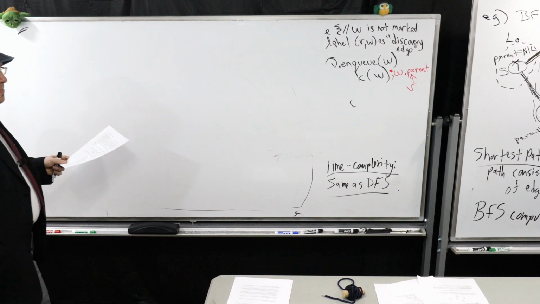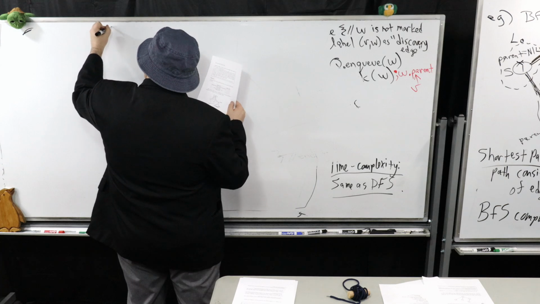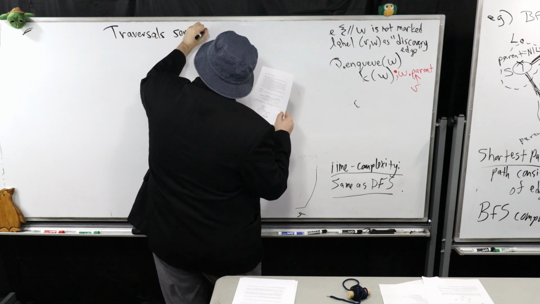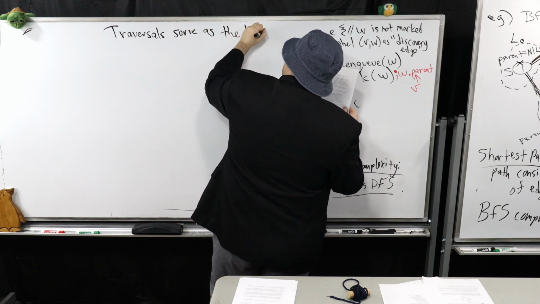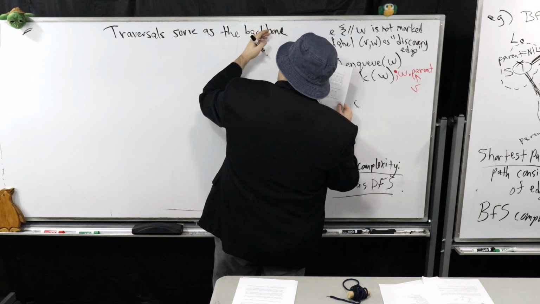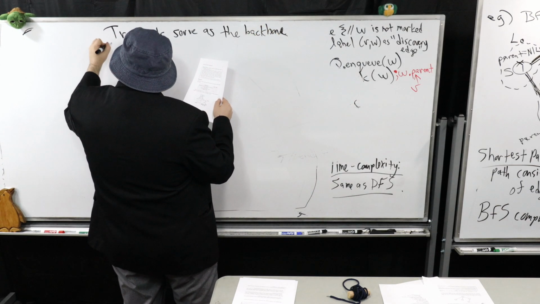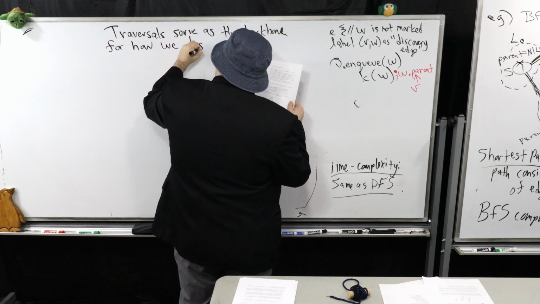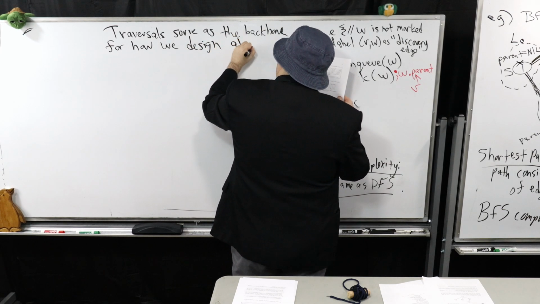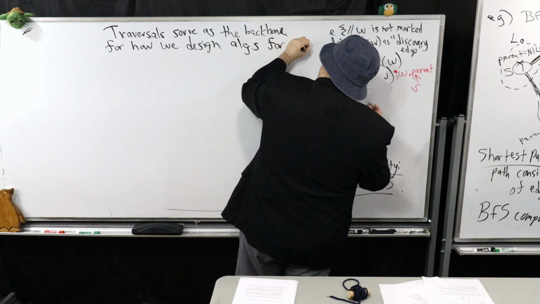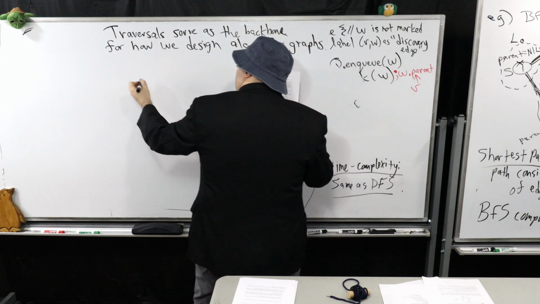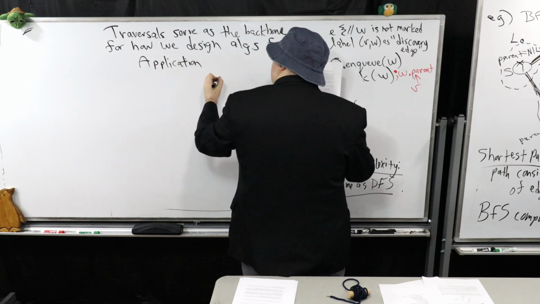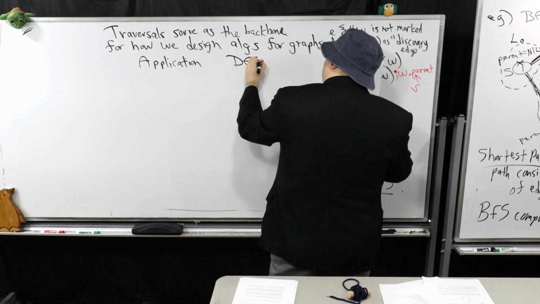So the first thing I want to say is that traversals serve as the backbone for how we design algorithms for graphs. So just a quick summary of things we talked about, because I want you to be aware of things that BFS and DFS are capable of. Just to summarize all the applications we talked about.